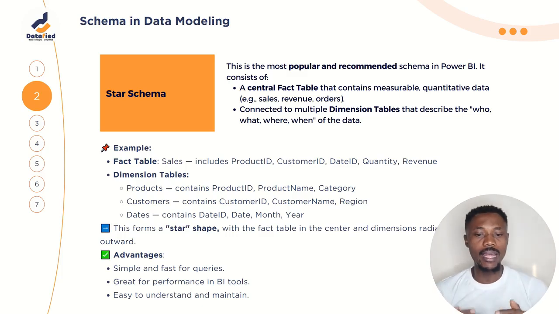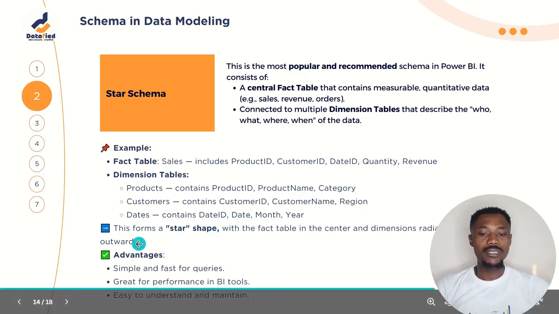Now, our dimension tables, which are the products, the customer, and the date table, will contain the following columns: the product ID, the product name, the category. Then the customers table will contain the following columns: customer ID, customer name, the region. And then dates will contain date ID, date, month, and year.